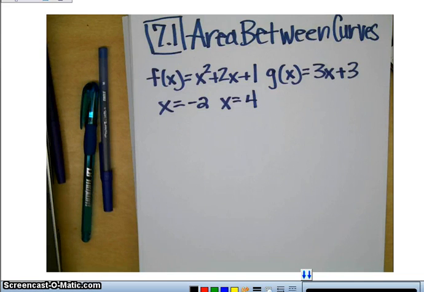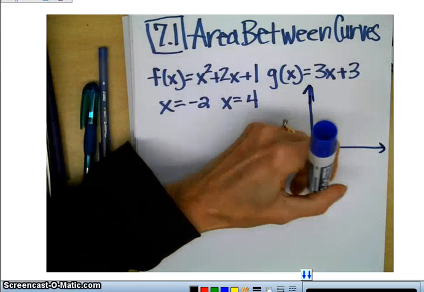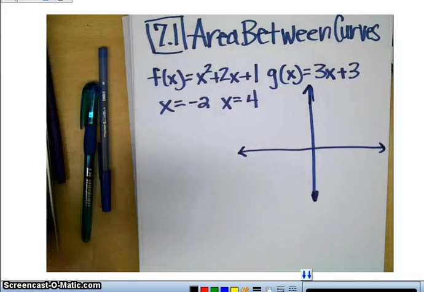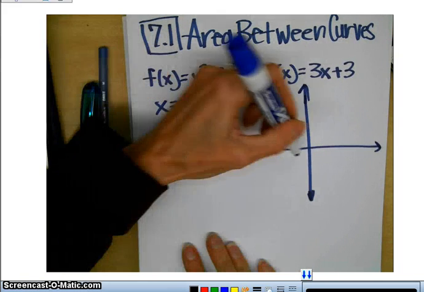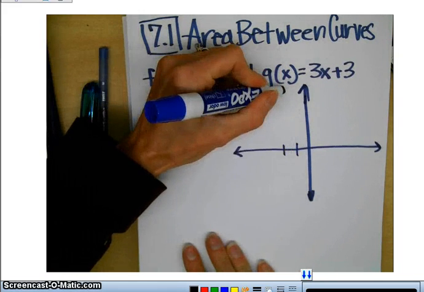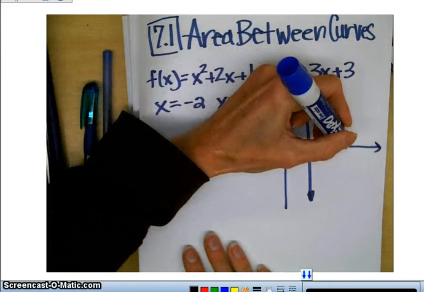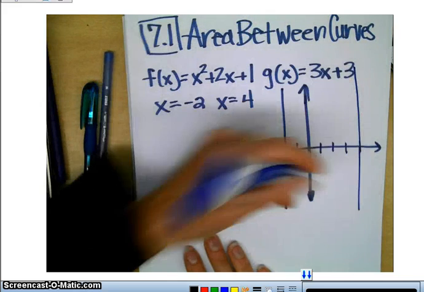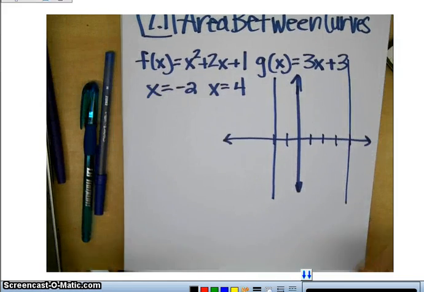So the first thing that I'm going to want to do is sketch a graph of these functions. This shouldn't be too difficult. I can just use a graphing calculator, but I'm not going to. I know that these two are easy for me to graph. This is a vertical line at x equals -2, and this is another vertical line at x equals 4. So this bounds the region, like beginning and end.